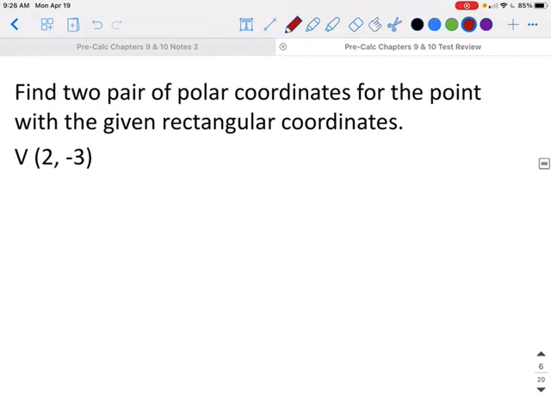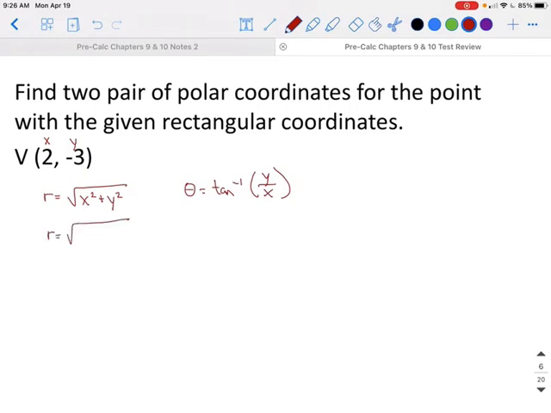Find two pairs of polar coordinates for the points given in rectangular form. So given this is in rectangular form, this is our x and our y. To find the r value, you're going to do the square root of x squared plus y squared. And to find theta, you're going to do the tangent inverse of y over x. You also need to remember if the x value is negative, you will need to add either pi if you're in radians or 180 degrees if you are in degrees. If the x value is positive, you don't have to worry about that.